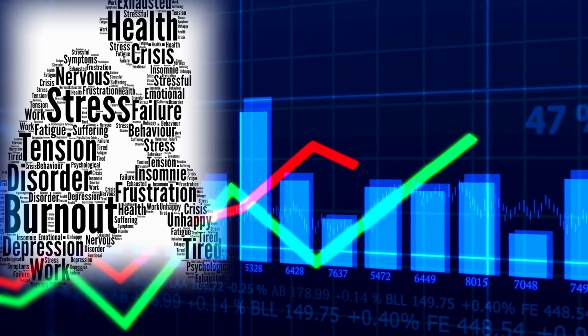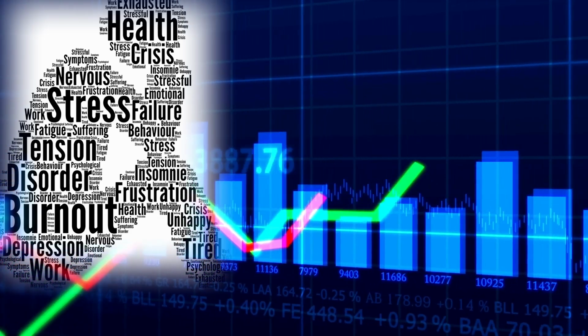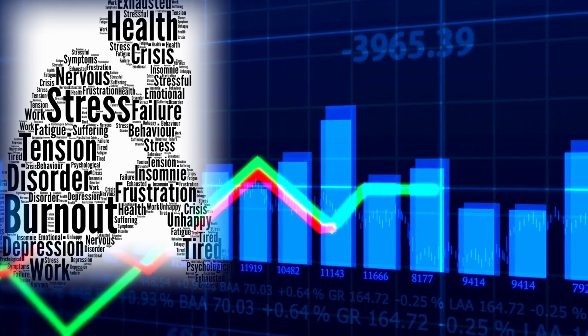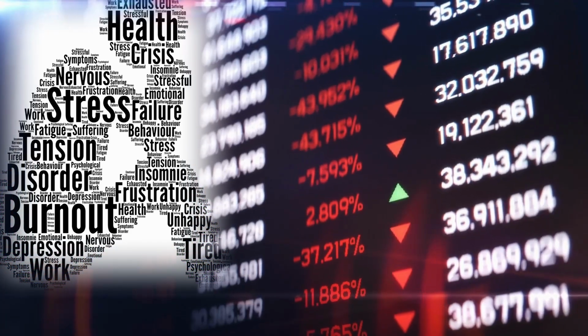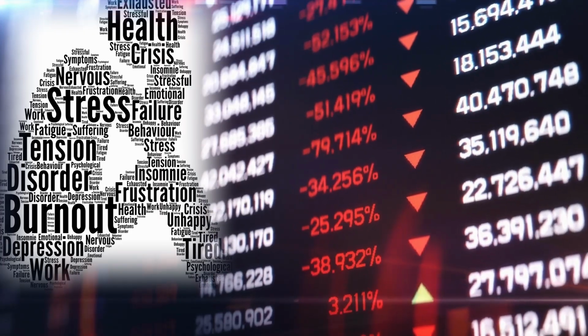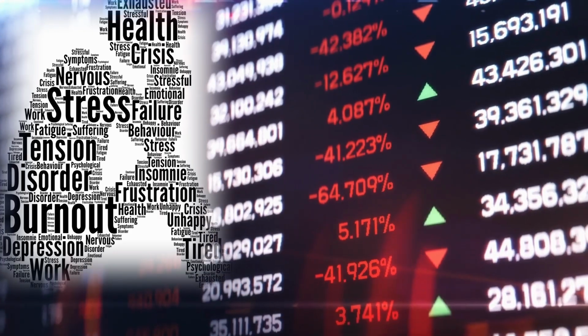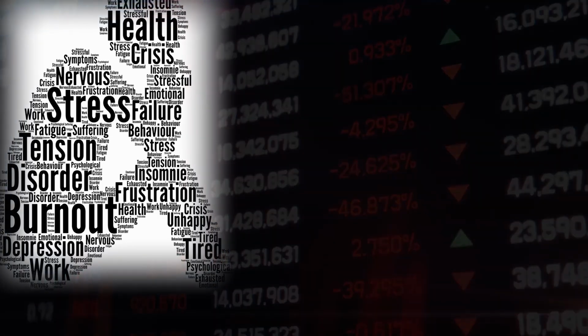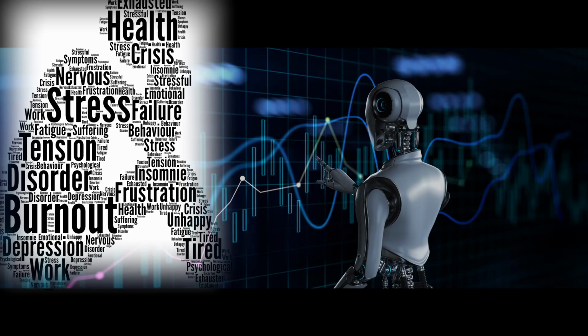New traders may be susceptible to making emotional decisions based on fear, greed, and other factors. Automated trading follows a set of predefined rules and executes based on market data, eliminating the potential for emotional bias.